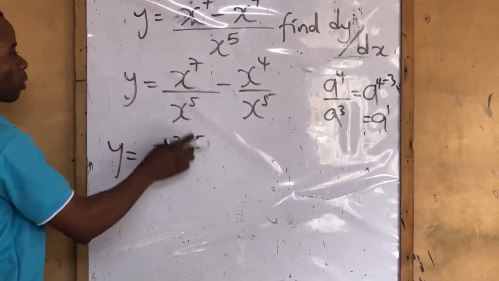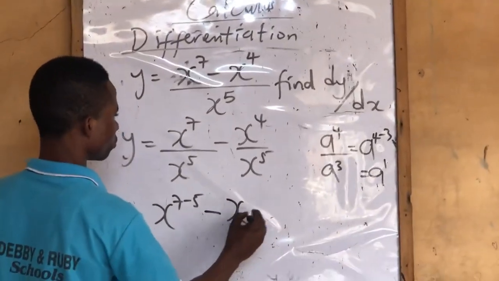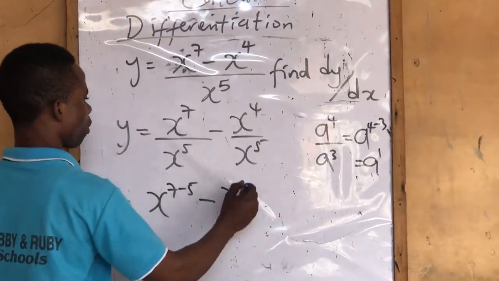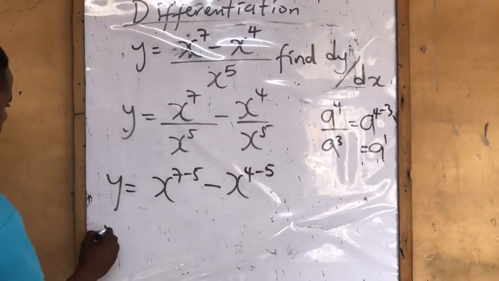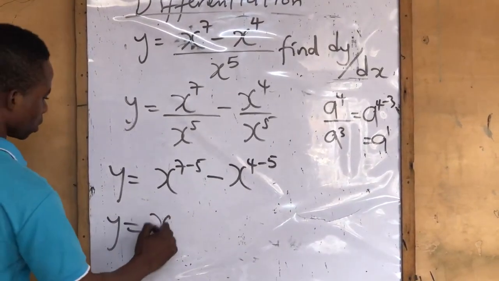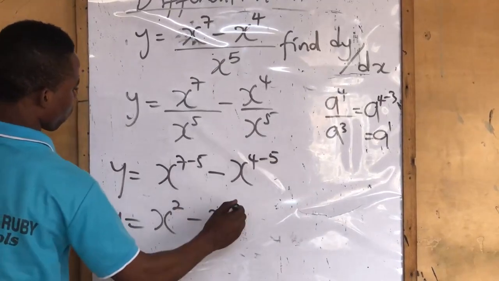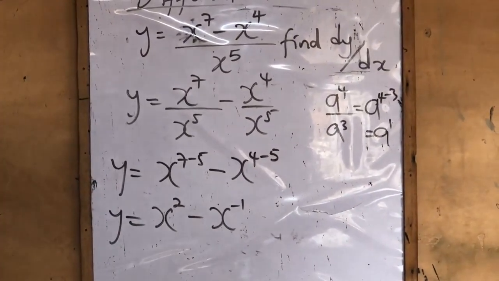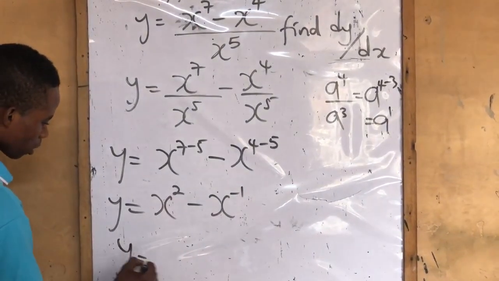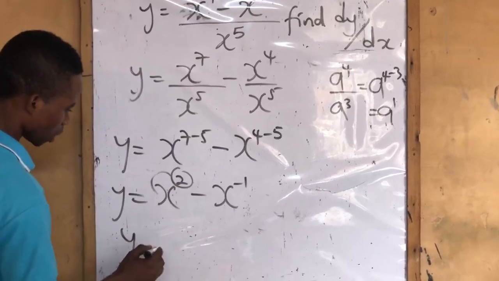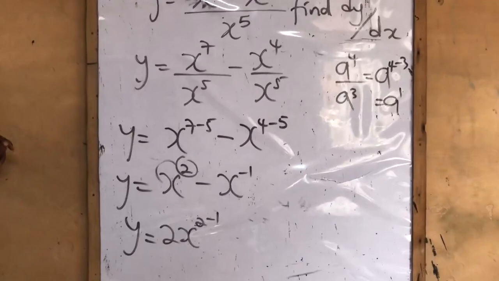I have to subtract the power because they stand in the form of divisions. Minus x raised to the power, they are the same base, 4 minus 5. That will be y equals x raised to the power 7 minus 5, 2. Minus x raised to the power 4 minus 5, minus 1. So we cannot differentiate it yet. We use the power to multiply. That is 2x, 2 minus 1. We subtract from the power.